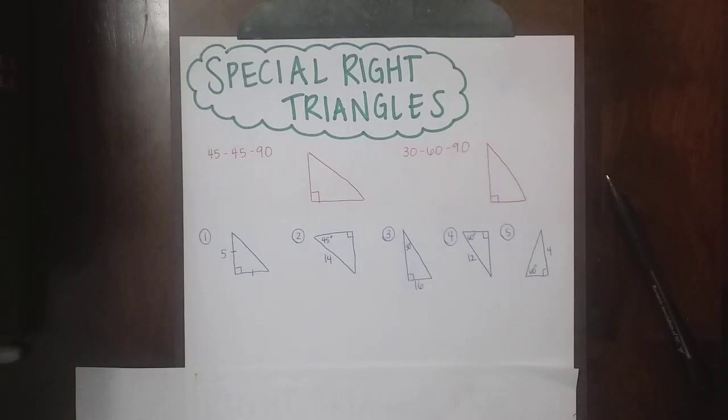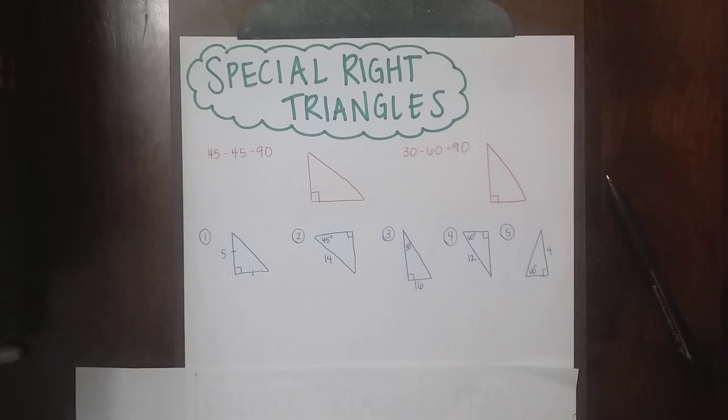Okay, now we're going to get more specific and we're going to look at two special right triangles. And these are special right triangles because the ratio is always the same. So we don't have to do the Pythagorean theorem every time when we have to find missing sides. We can just use these ratios. Okay, so you just got to memorize these ratios or have them written down.